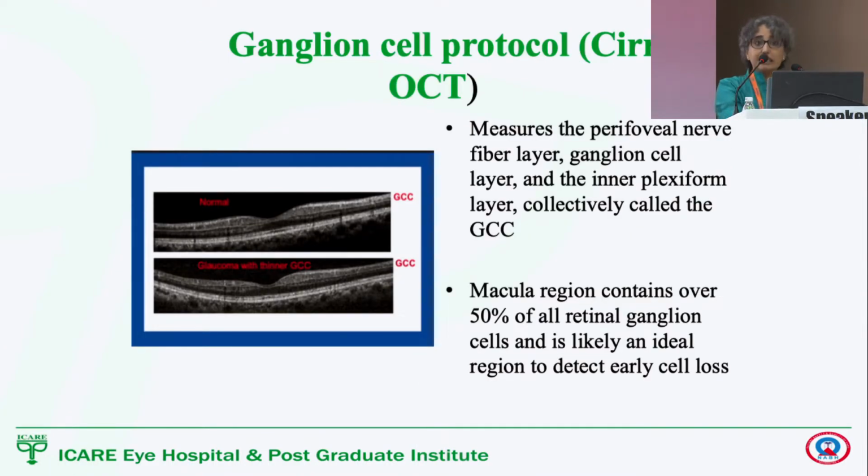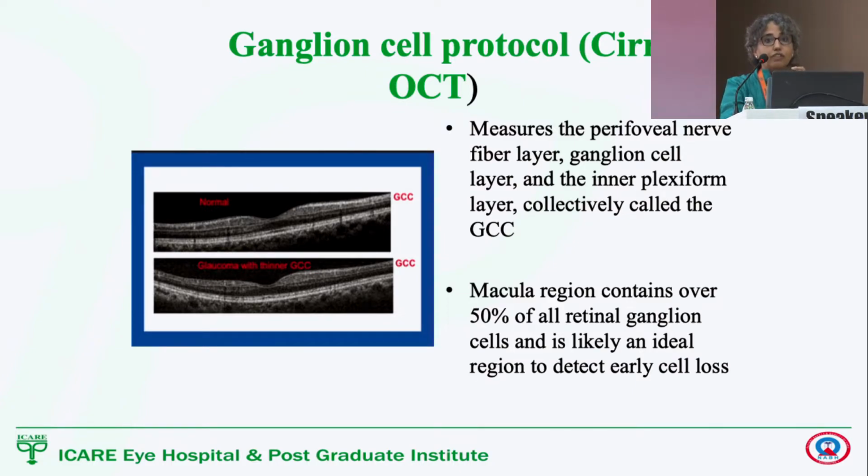What is a GCC scan? A GCC scan is when your operator takes the OCT and focuses now not on the optic nerve head but at the macula to measure the central macular area for GCC. GCC is basically measuring the perifoveal nerve fiber layer with the ganglion cell layer and the inner plexiform layer, collectively called the GCC. And why it is important is because we know that 50% of all retinal ganglion cells actually do land up containing within the macular region.